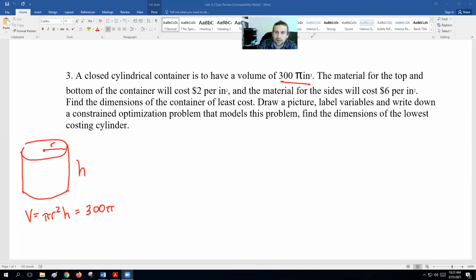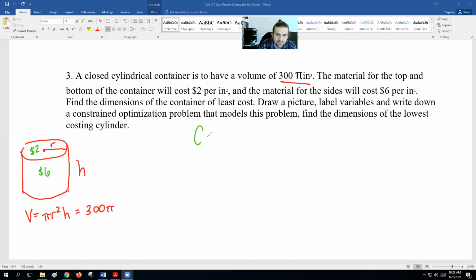Okay. The other thing that we know here is that the cost of the top and bottom is $2 for the top and then $6 for the side. All right, draw and label the pillar. Now write down the problem that would be the lowest dimension.